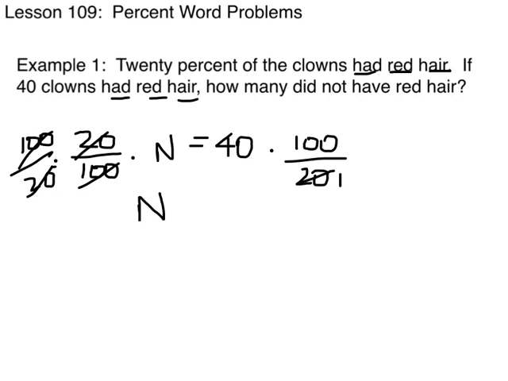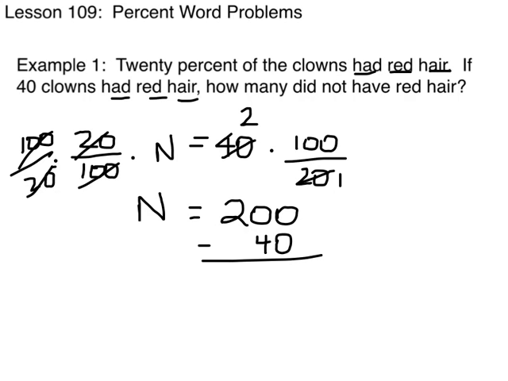All right, and then we're going to do the math over here. I can make this a 1 and this a 2, and 2 times 100 is 200. Now, is 200 my final answer to this problem? Does it answer how many clowns did not have red hair? Well, no, it doesn't, because 40 is just 20%, and 40 is 20% of 200. So we need to know the other 80% of the clowns, how many was that? We can find that out by simply subtracting the 40 who did have red hair from the 200 total, and we get 160, which would be the correct final answer for this problem.